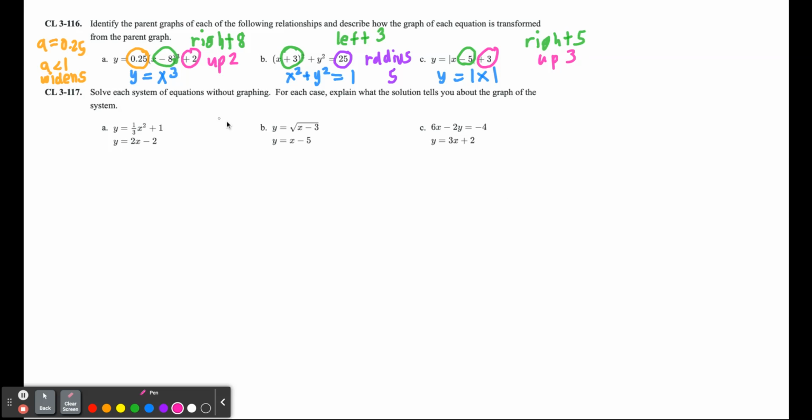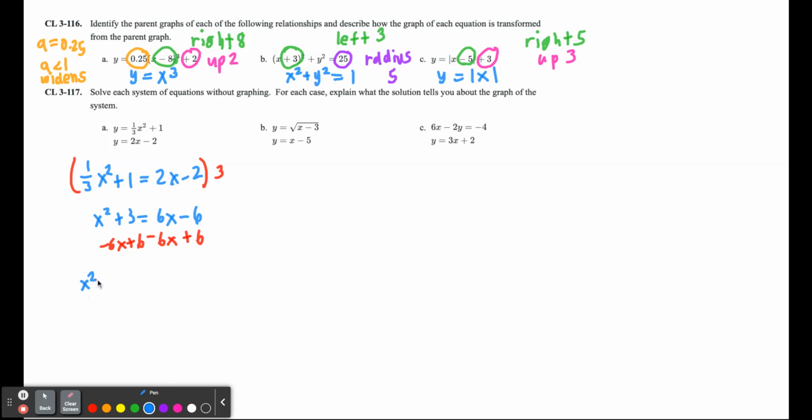Okay, now for this one, it says solve each system of the equations without graphing. So you want to set these equations equal to each other. So 1/3 x squared plus 1 equals 2x minus 2. Let's get rid of the 1/3 by multiplying by 3. You get x squared plus 3 equals 6x minus 6. Then let's set it equal to 0 because you have a quadratic, so you get x squared minus 6x plus 9 equals 0.